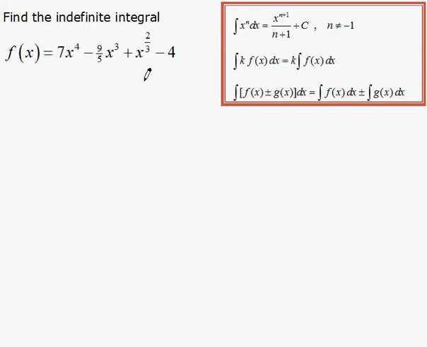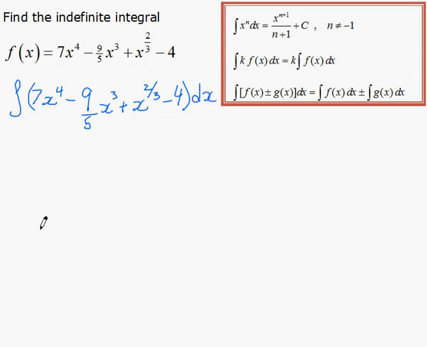In this example, we're using the same rules, so it's just a little more practice. So we'll start again by writing it as an integration, remembering to enclose it in brackets so that the dx is applied to each term.